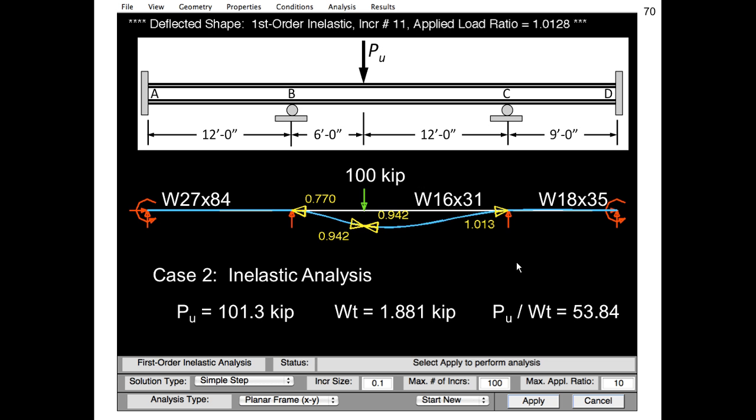And I think I was showing some slides last week of plastic hinges forming. So here are the results of plastic hinges and the benefits of using an inelastic analysis.